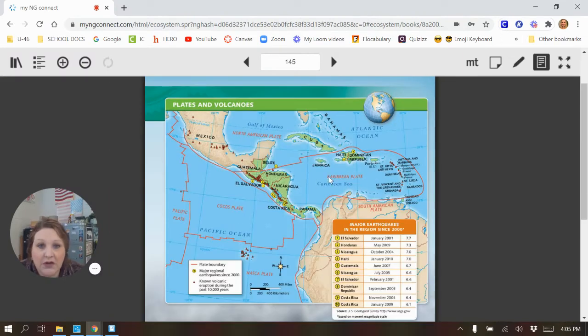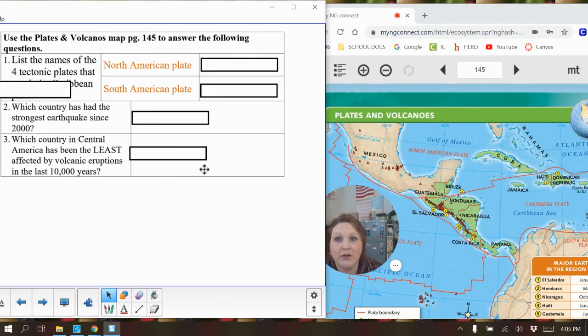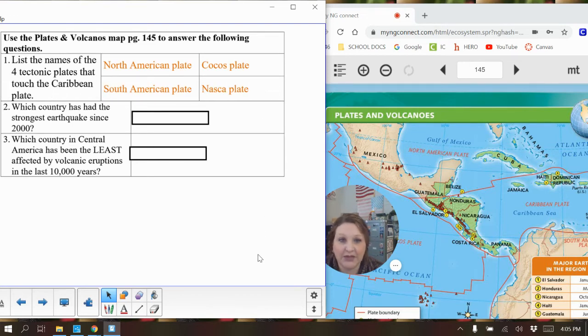So as we look here, here's the Caribbean plate, right? So we have 4 that touch the Caribbean plate. And right here is the North American plate. Right here is the South American plate. And then here's the Caribbean plate, still it's coming down. So that means that it's also touching this one called the Nazca plate. And then it continues here and also touches the Cocos plate. Okay, so that is our answer. The North American plate, the South American plate, Cocos plate, and the Nazca plate.